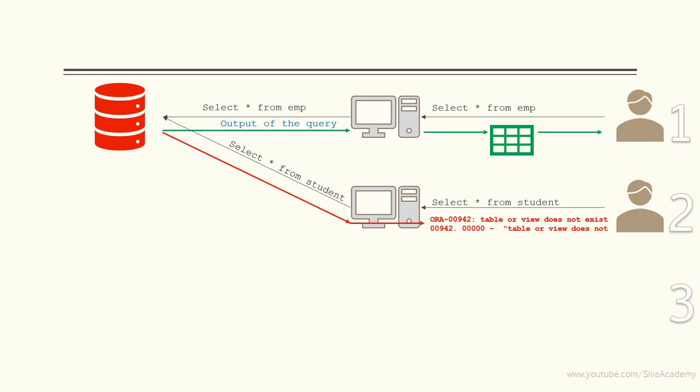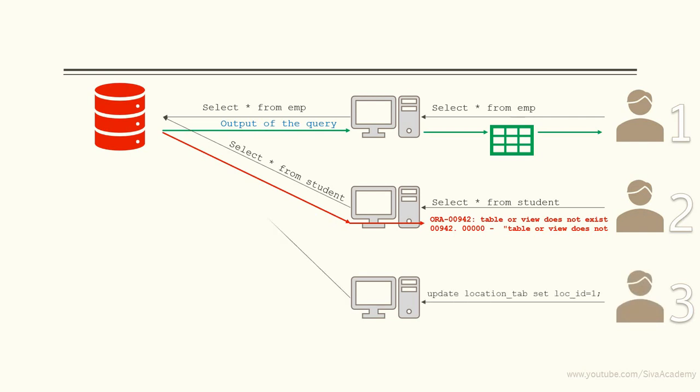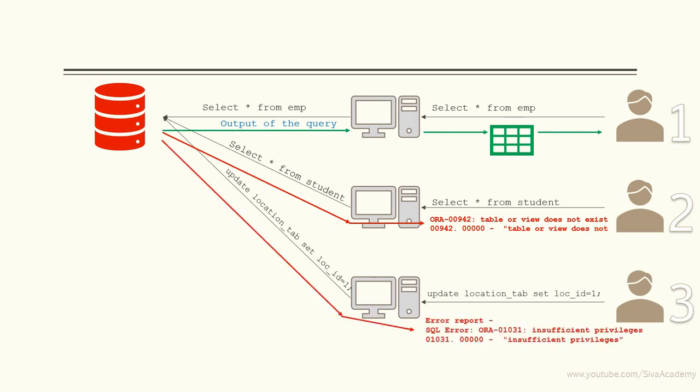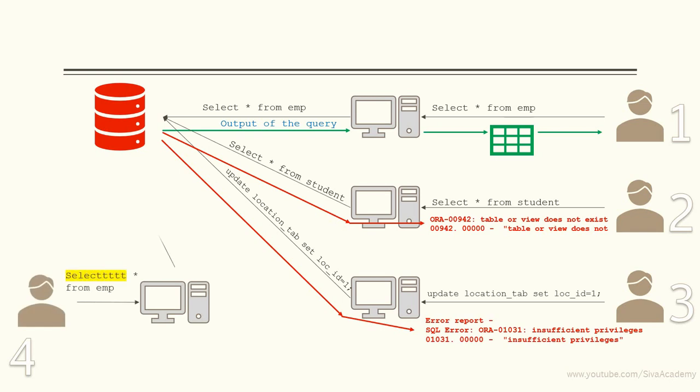Scenario number 3. Let us assume that the user issues an update statement. If the user doesn't have the update privilege, then Oracle will throw an exception saying that the user doesn't have the necessary permission or privilege to execute that particular statement. Scenario number 4. Let us assume that the user issues an SQL statement which is syntactically incorrect. Obviously, in this case the database server will throw an exception saying that this is an invalid statement.